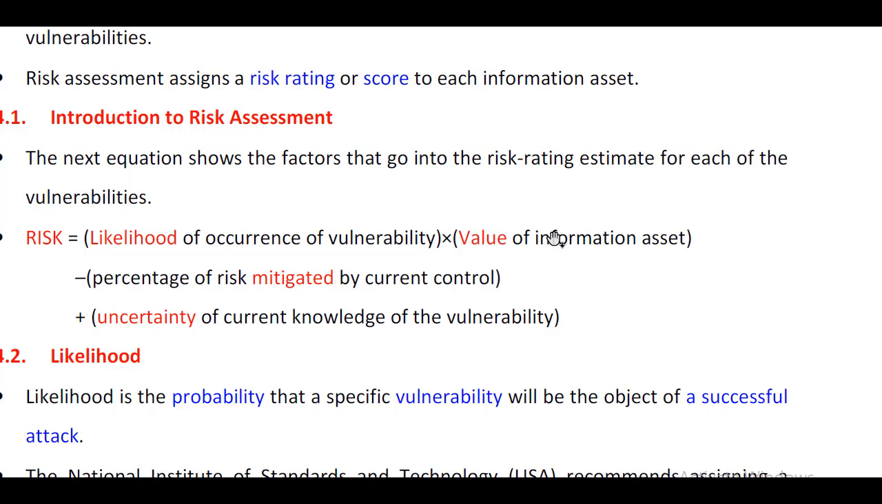gave might have some uncertainty. We are not very sure of these values. How much we are not sure, we give it as an uncertainty or a probability of the current knowledge of the vulnerability or of the information asset and of the threat. And of course, these values are given in a very subjective way. We will try to make it as objective as possible.